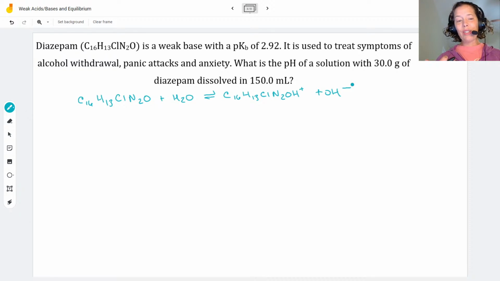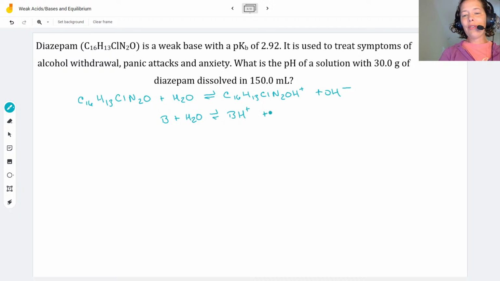I'm going to simplify this equation just because I don't want to have to keep writing diazepam out. So I'm going to go with the generic B for base, plus water, gives me the base with a hydrogen plus hydroxide. This is just going to be a lot easier to handle, and then I'm not having to deal with writing that molecular formula out.